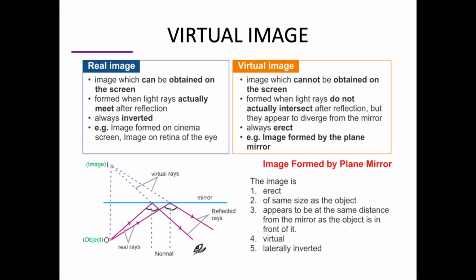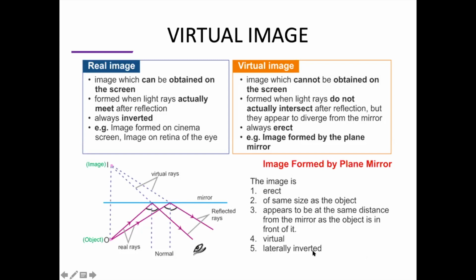On the retina of our eye, the image formed is always inverted. The image formed by the plane mirror is a virtual image. That is an example. So what is the image formed by the plane mirror? It is always erect. It is of the same size. It appears to be at the same distance from the mirror as the object. If you move backward, the image will also move backward. That is, the distance is going to remain the same. It is virtual and it is laterally inverted.